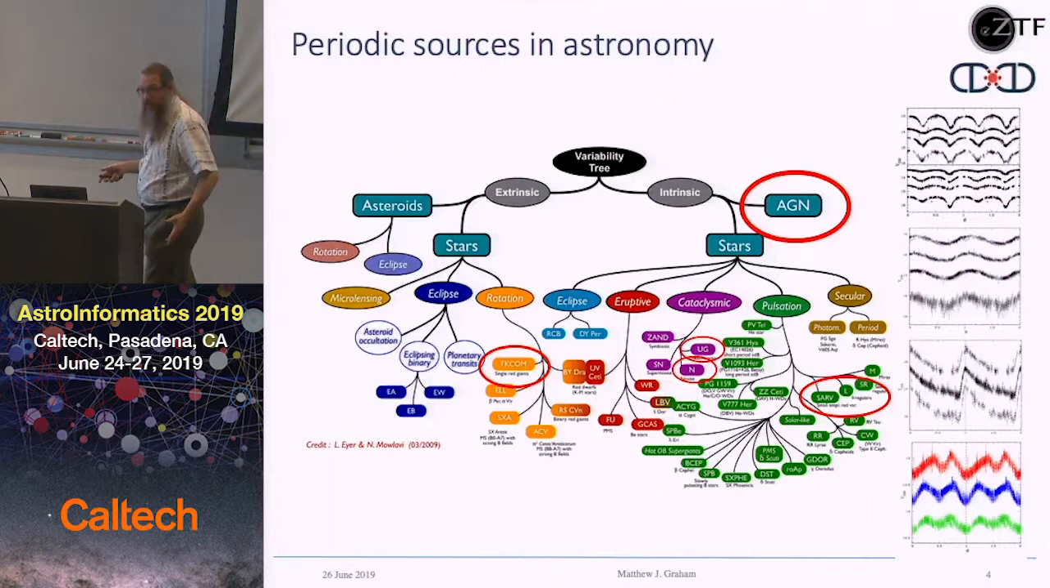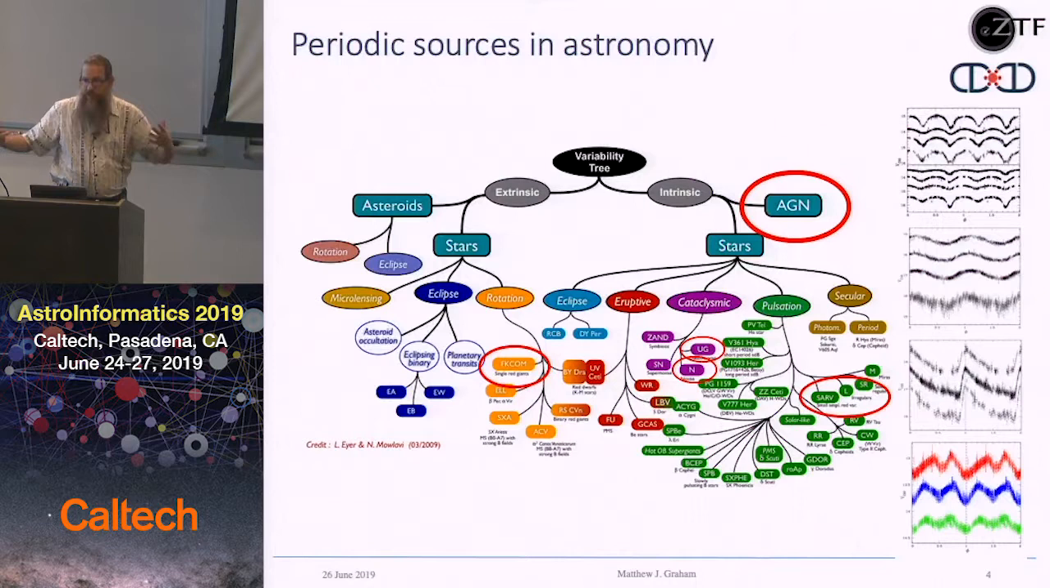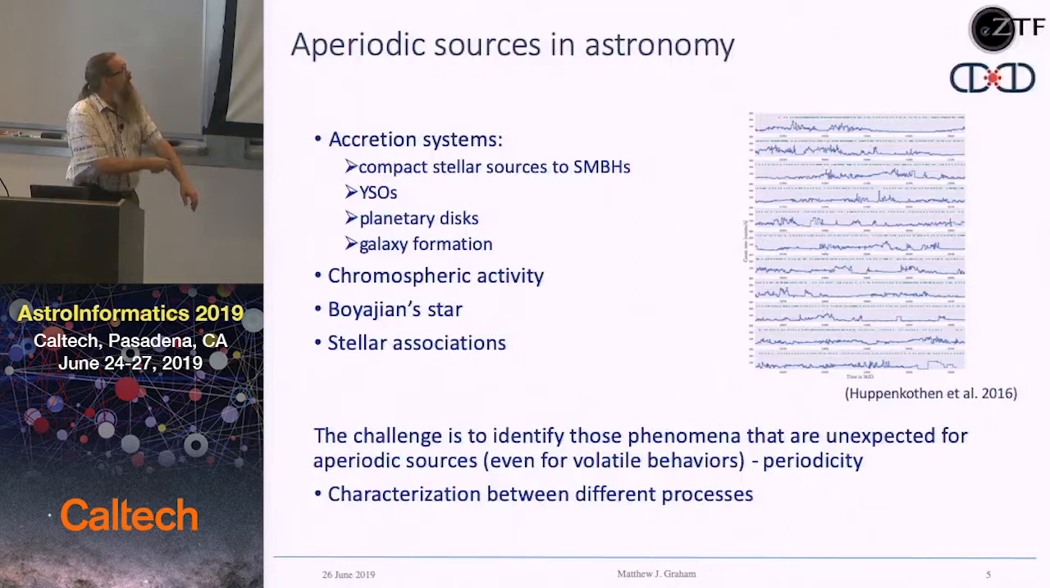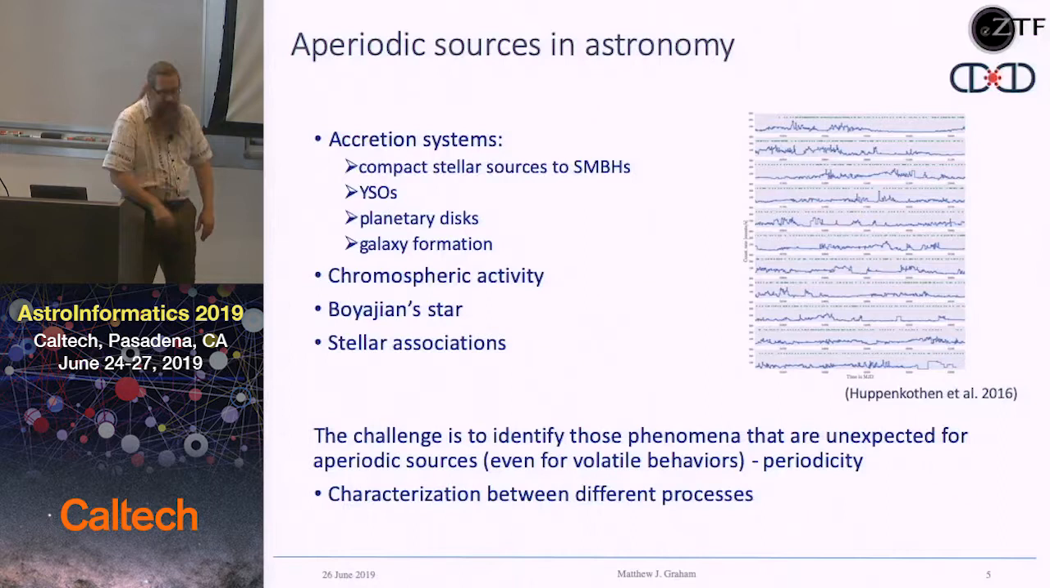And yet most of our classification work, most of the stuff that we've done to try and model these or understand them has been based on periodic sources. One reason is that it's much easier to work with periodic sources than non-periodic sources. But typically, we can categorize them in terms of some sort of physics, at least. Accretion systems are probably the biggest class of aperiodic sources. We see those in compact stellar sources through to supermassive black hole binaries, so right across the full range of scale. Young stellar objects, planetary disks, relevant for galaxy formation as well. So these things are actually quite important for a lot of our knowledge.